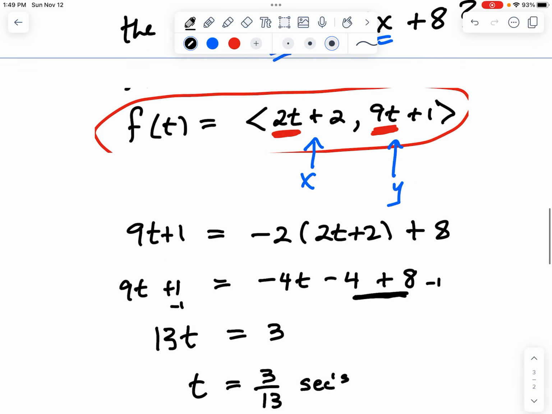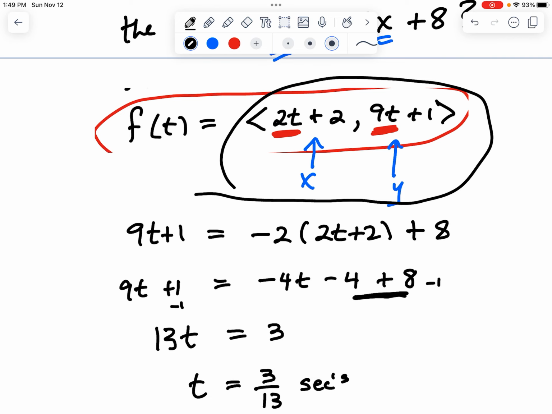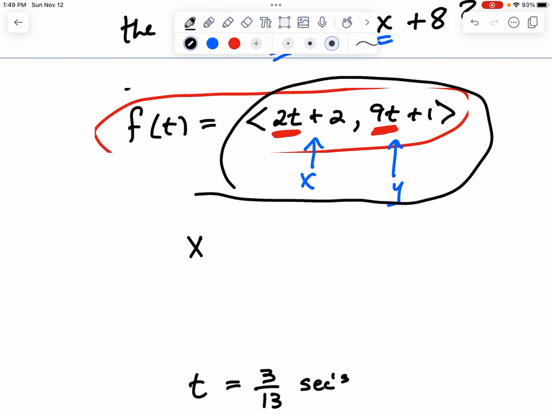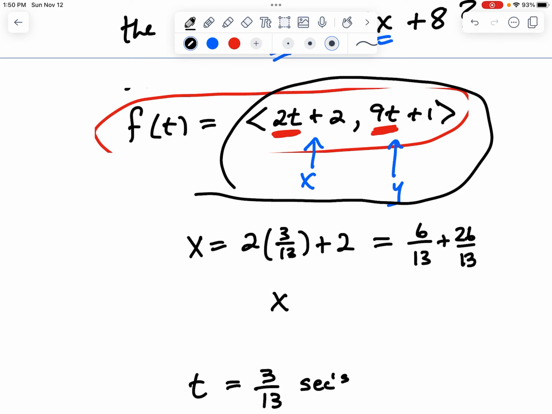And then for where it happens, we just need to go back to this part where I said what x equals and what y equals, and plug in the 3 over 13. So let me just make some space here. x is equal to 2 times 3/13 plus 2. So that would be 6/13 plus 26/13. So x is equal to 32/13.